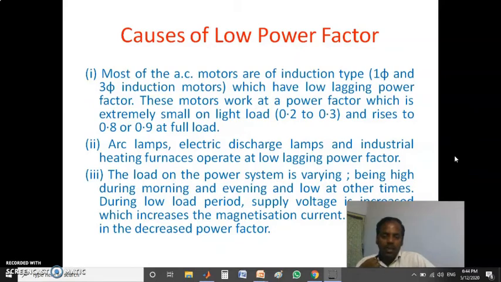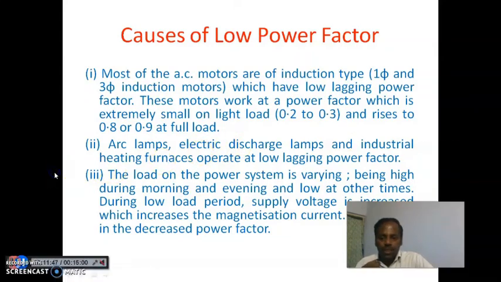Another one: arc lamps, electrical discharge lamps and industrial heating furnaces operate at low lagging power factor. Welding takes larger reactive power, then it creates the low power factor. If the load on the power system is varying, being high during morning and evening and low at other times, during the low load period, supply voltage is increased, which increases the magnetizing current. This results in a decreasing power factor. So from the generator point of view, it creates the magnetizing current. So it also creates the low power factor.